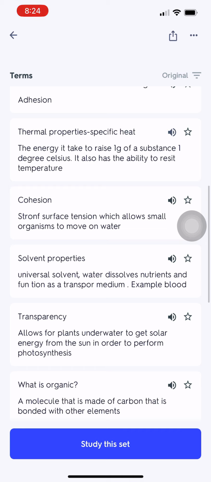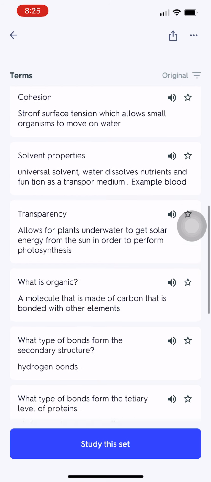Thermal properties: specific heat, the energy it takes to raise 1 gram of a substance 1 degree Celsius. It also has the ability to reset temperature. Cohesion, strength, surface tension which allows small organisms to move on water.